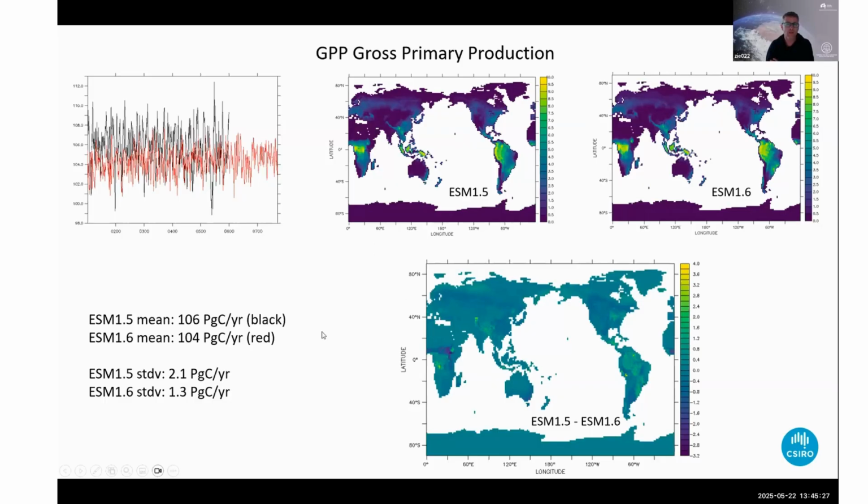What stands out a little bit is that our variability is quite a bit smaller in our ESM 1.6 run. And that's something we haven't really figured out yet why that is. So we need to keep an eye on that.